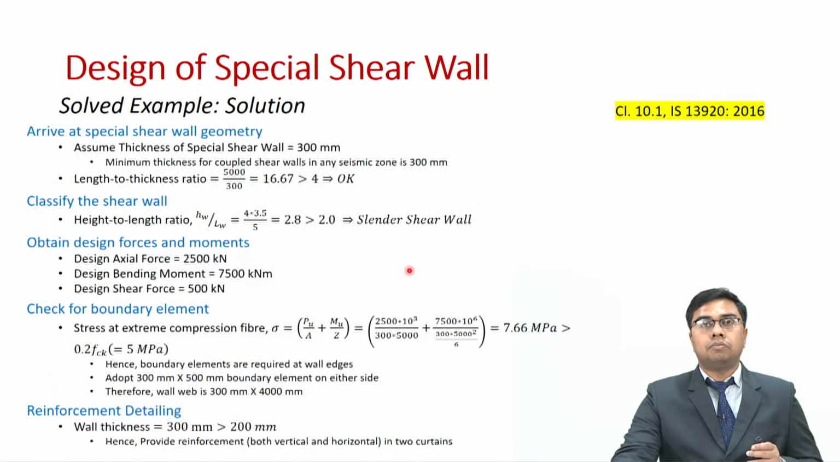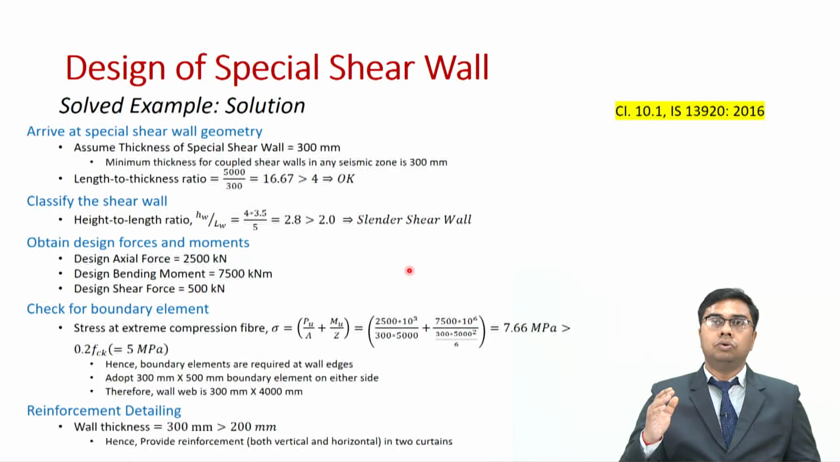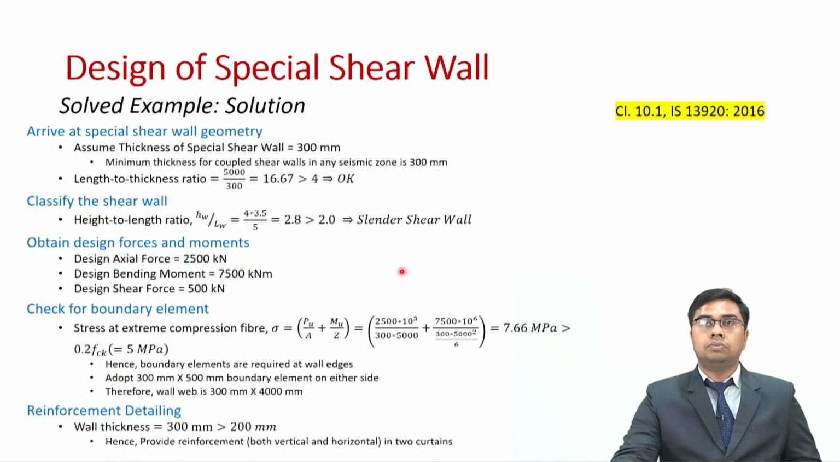So, the first step would be to arrive at a geometry. In this case, the length and height are known to us. We will assume the thickness of the special shear wall. In this case, we have assumed it as 300 millimeters. You could have very well assumed it to be 200 millimeters.